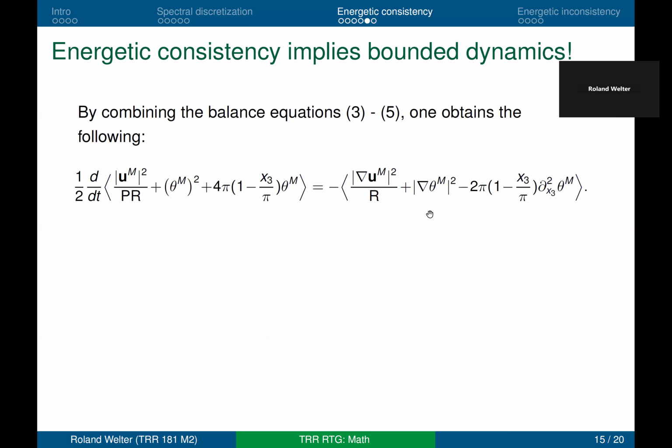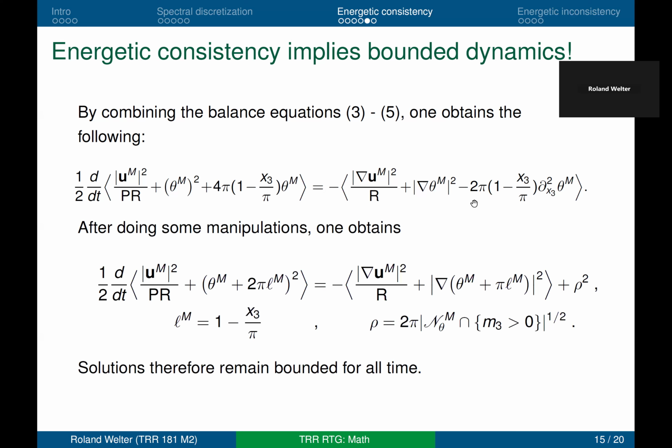Now, a very important property that we found for energetically consistent models is that they always remain well-behaved. If you take the three balance laws described above, one for the kinetic energy, one for the temperature variance, and potential energy, and if you add them together in this way, then you get this right-hand side. And after doing some manipulations, this right-hand side becomes as follows.